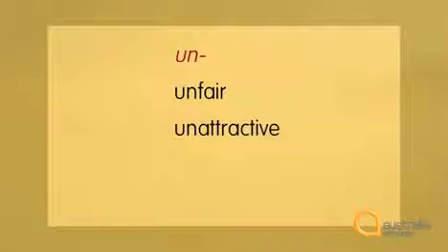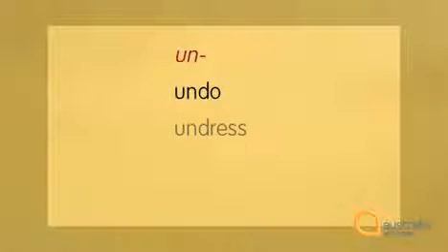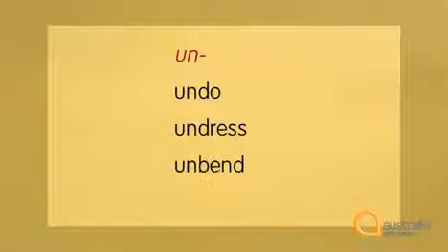Another common opposite prefix is un. We can have unfair, unattractive, unusual, unnatural. But un can also be used with verbs. It means that an action is reversed. So we have undo, undress, or unbend. There aren't many rules about what sort of words take these prefixes. You'll have to learn most opposites one by one. A good way to do this is to try to find out the opposite every time you come across a new word.